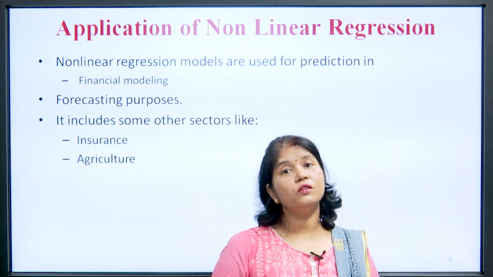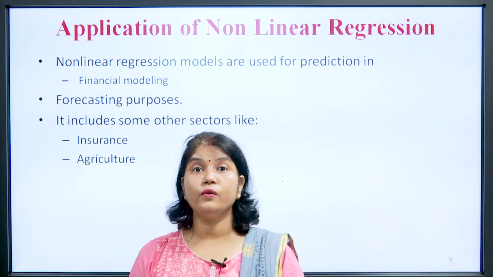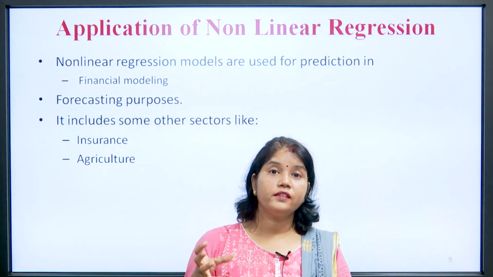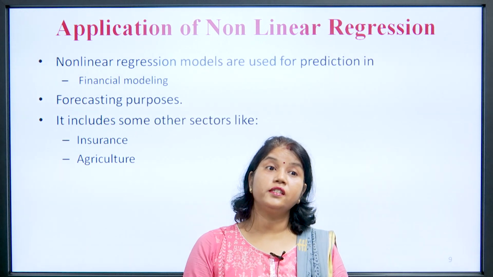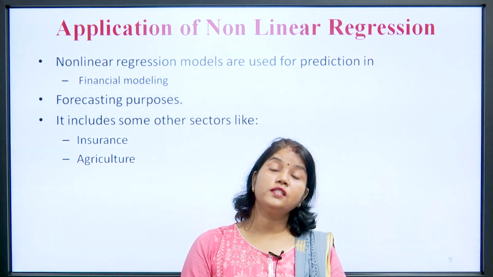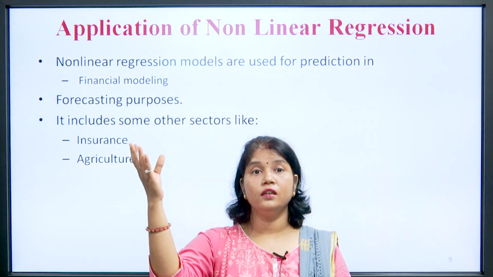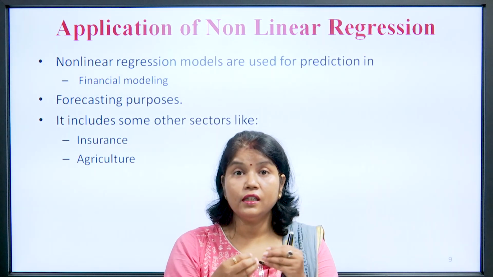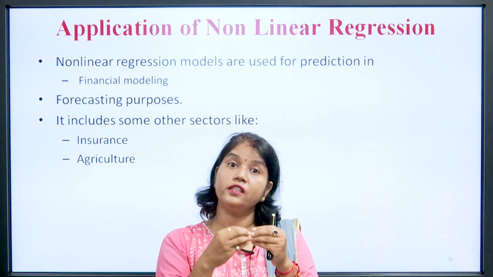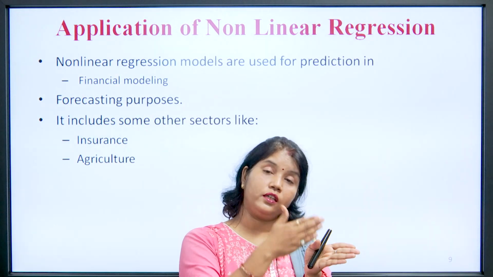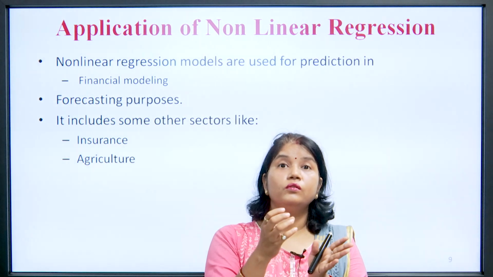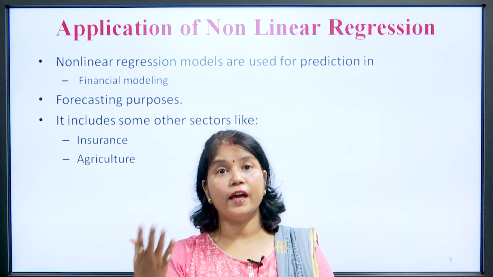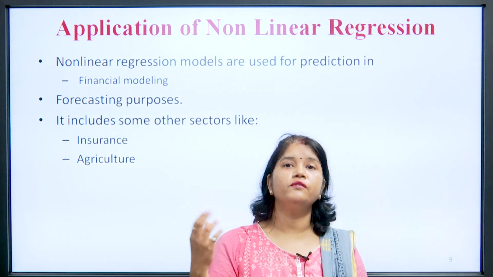Some other sectors also use it, such as insurance and agriculture. What would happen after 10 years? A policyholder at the age of 20 has to decide what will happen after 30 years. So, an insurance holder has to take these decisions early, at an early age, isn't it. So, nonlinear regression helps to decide what would happen after some time, after 10 years, 20 years.